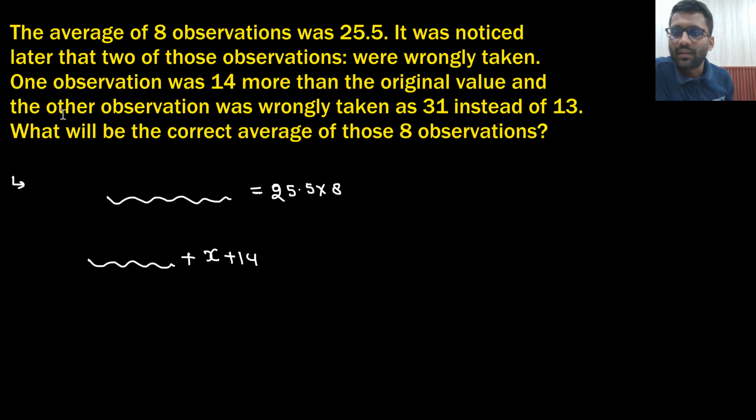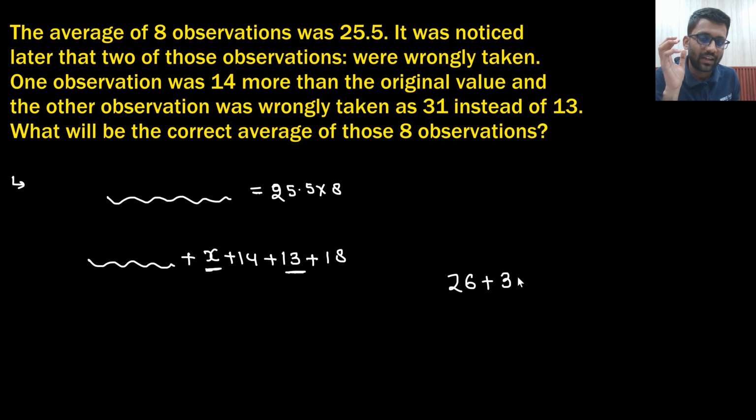The other observation was wrongly taken as 31 instead of 13. So here you have written 31, but you should have written 13. You have written 31, but you should have written 13. So these are the originals. 26 plus 31 I have written.